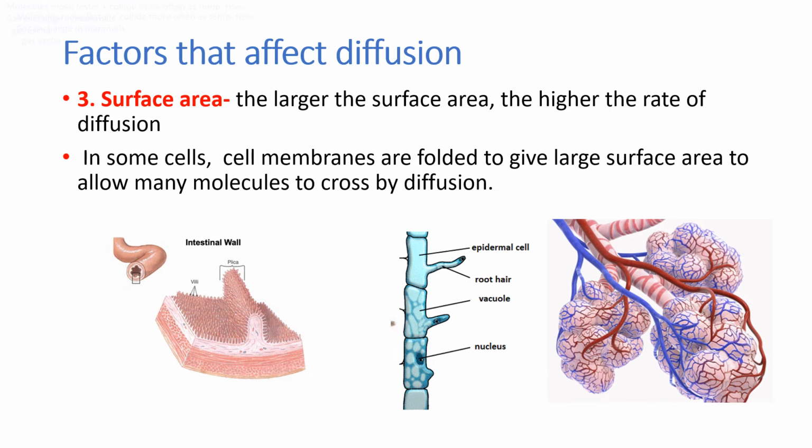The third example is again in lungs. The surface area of the lung is greatly increased by the presence of alveoli, which helps us to absorb oxygen and also to release carbon dioxide very fast. Without the presence of alveoli, the surface area of the lungs would be very much lesser, so diffusion would be very slow.